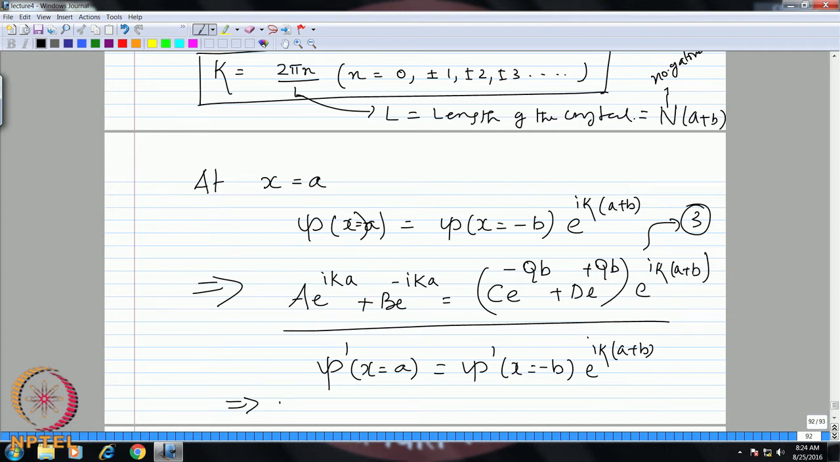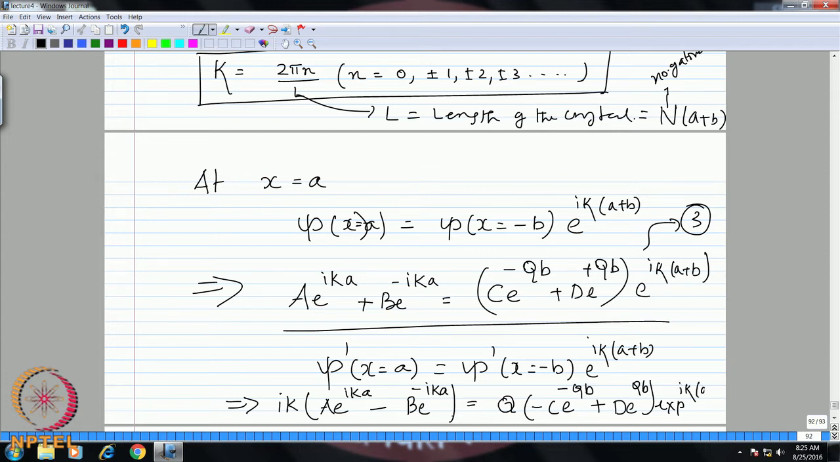So, what do you have? e to the power ikA minus b, e to the power minus ikA is equal to q into minus c e to the power minus qb plus d e to the power qb times exponential of i kappa (A plus B). So, this is your condition number 4.